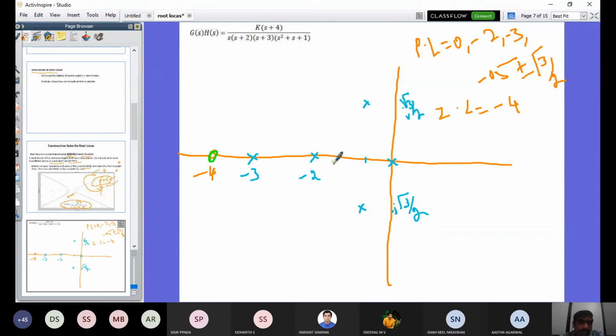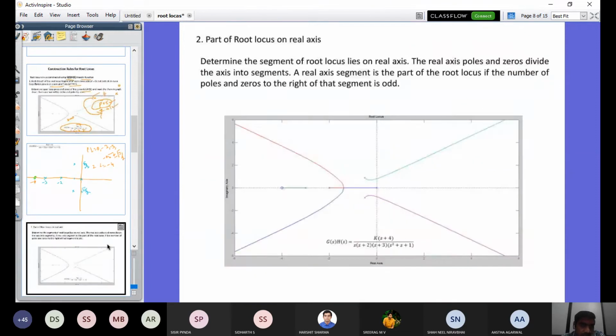That will be the root locus segment. Are you able to follow what I said? Understanding my point? Okay, I will show what is given. Determine the segment of the root locus on the real axis. The real axis poles and zeros divide the axis into segments. A real axis segment is part of the root locus if the number of poles and zeros to the right half of the segment is odd. Are you able to understand this point?